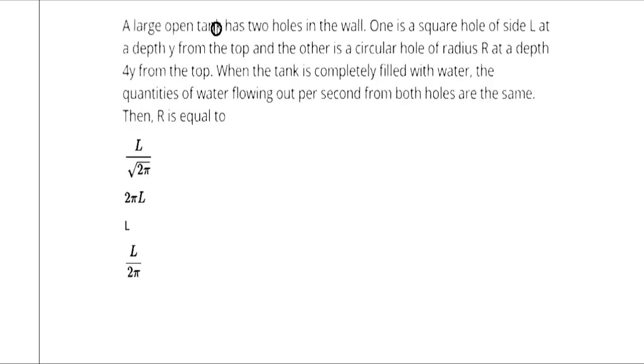A large open tank has two holes in the wall. One is a square hole of side L at the depth Y from the top, and the other is a circular hole of radius R at the depth 4Y from the top. When the tank is completely filled with water, the quantities of water flowing out per second from both the holes are the same, and R is equal to.